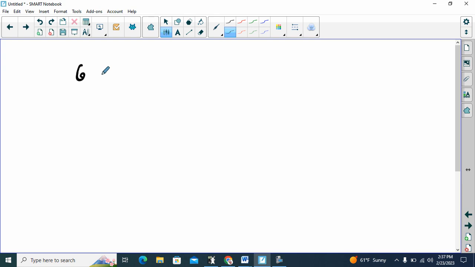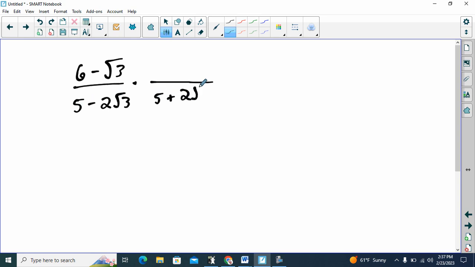Let's try another one. Let's suppose we have 6 minus root 3 over 5 minus 2 root 3. There's nothing I can do here to simplify. I can't cancel these root 3's because I'm subtracting in here. We want to rationalize the denominator. We do that by multiplying by the conjugate of the denominator. So 5 minus 2 root 3, the conjugate is 5 plus 2 root 3. If I multiply it on the bottom, I have to do the same thing to the numerator.